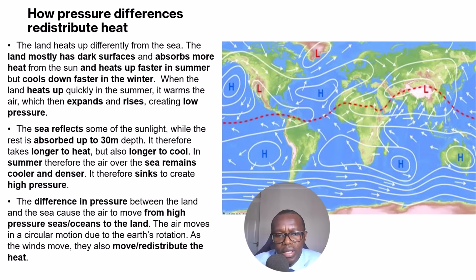Now, the land and the sea warm up at different rates. The land will heat up a lot faster because it mostly has darker surfaces which absorb heat from the sun, and therefore in the summer it's going to heat up a lot faster than the sea, and will also lose that temperature a lot quicker in the winter. When the land heats up quickly in the summer, it warms the air around it, which then expands and rises. And we know that as air rises, it creates low pressure.